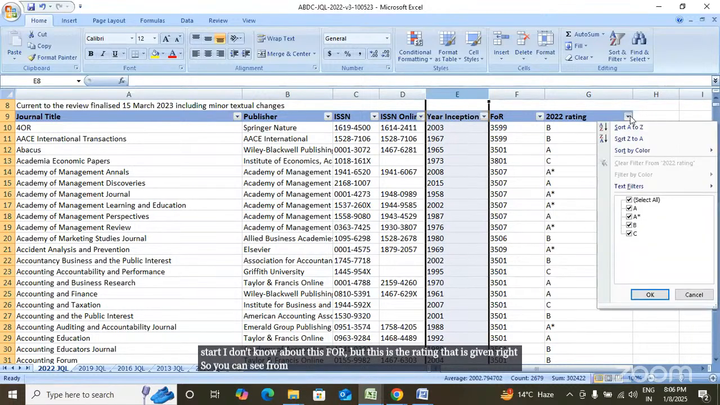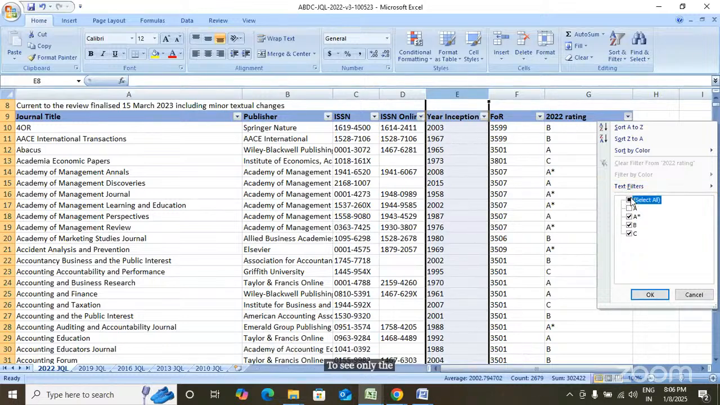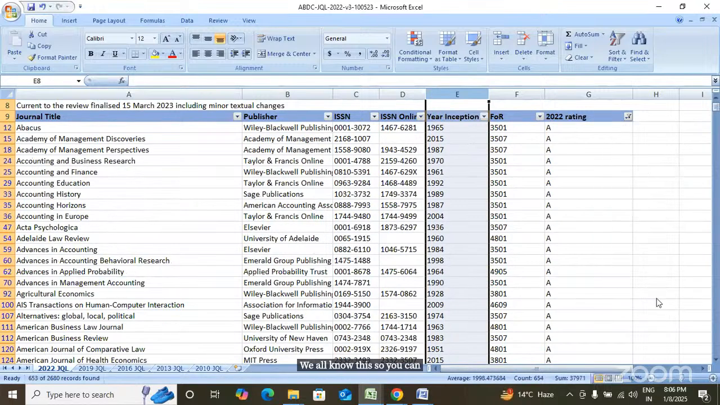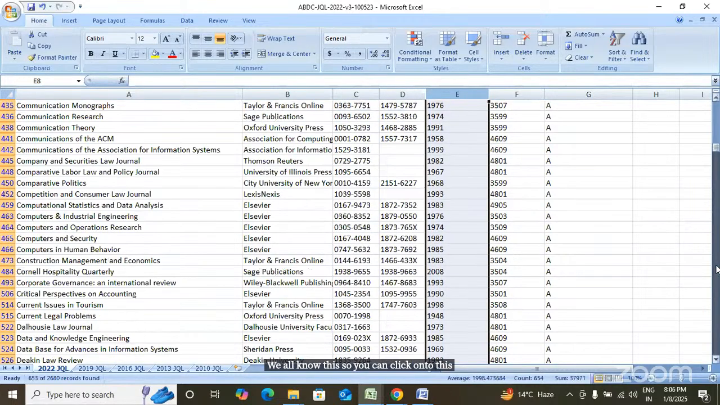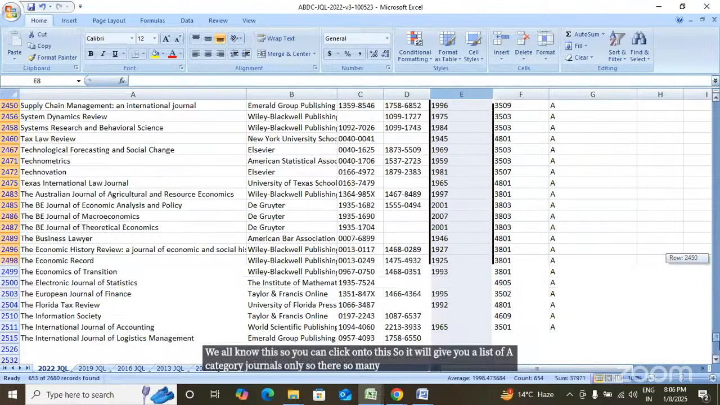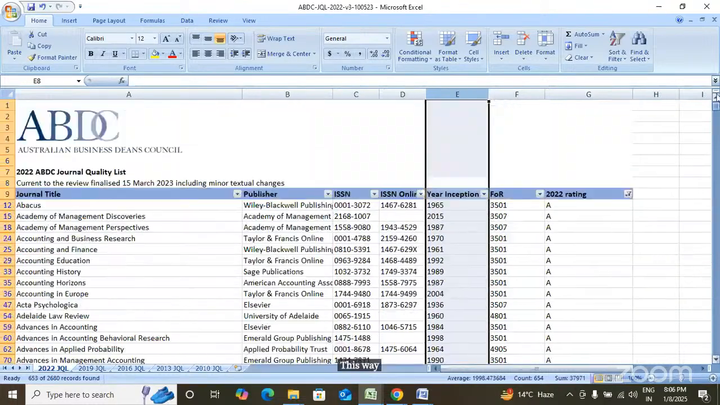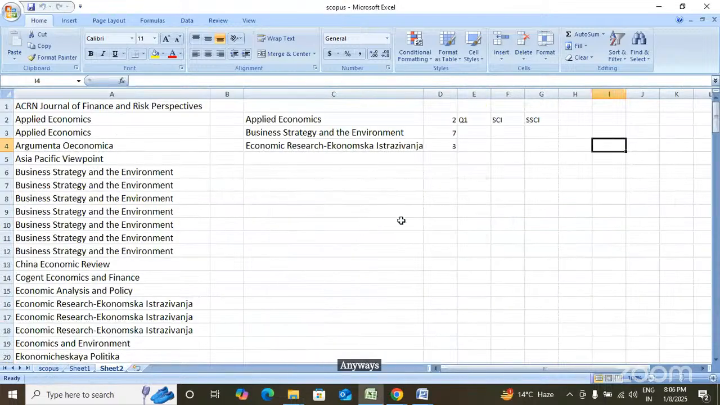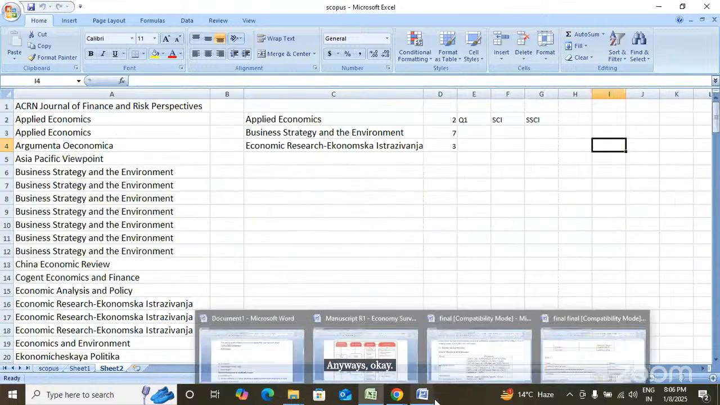If you want to see only the A category journals, I think you know all this, you can click on this and it will give you a list of A category journals only. There are so many. So this way you can go for this, right? Anyways, let's move ahead to the ADO model.